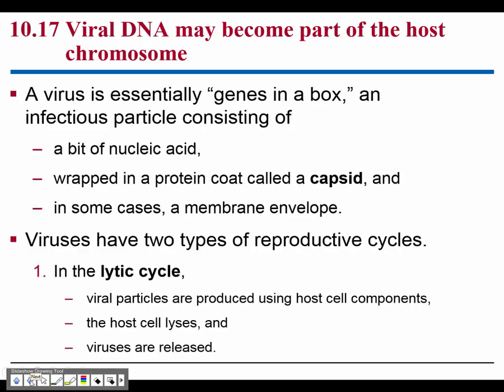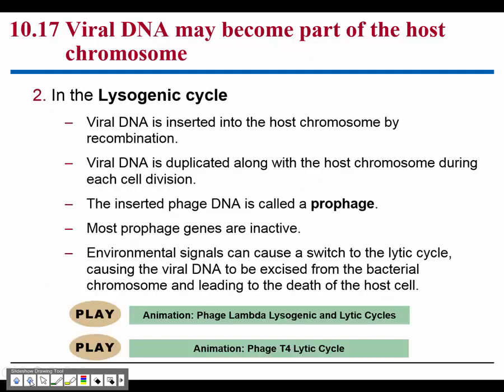So viruses and bacteria. Viruses, they call them genes in a box, and it's pretty much just DNA wrapped in a protein coat, and they call that a capsid. And they have two types of reproductive cycles, viruses: lytic cycles, where particles are produced using host cell components, and then the host cell lyses and viruses are released. And the lysogenic, where viral DNA is inserted into the host chromosome by recombination, and then the viral DNA is duplicated along with the host chromosome during each cell division. The inserted phage DNA is called prophage.